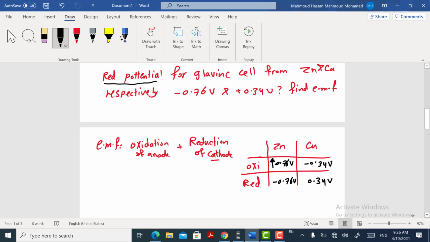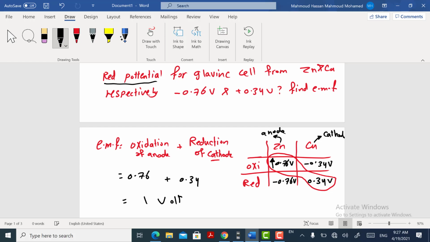Then calculating the oxidation and the reduction potential, the higher oxidation potential becomes the anode. And the lower in oxidation potential, or the higher in reduction potential, is the cathode. You will do like this: the higher in oxidation potential is 0.76, and the higher in reduction potential will be the cathode. So zinc is the anode and the copper is the cathode. 0.76 plus 0.34 gives us 1 volt.